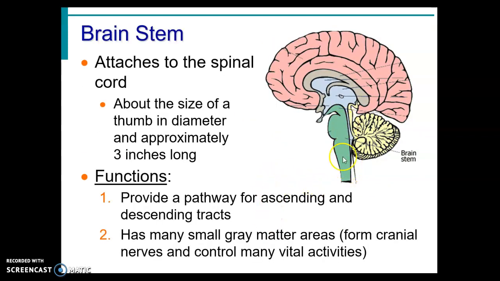Okay, the brain stem is the next part right here. It's about the size of your thumb in diameter, so pretty thick, and it's about 3 inches long. And this is extremely important as well.